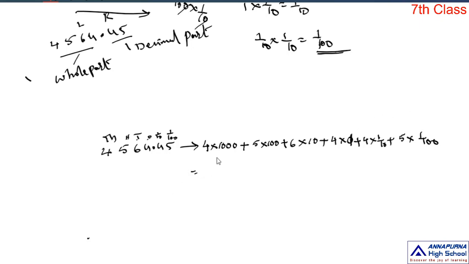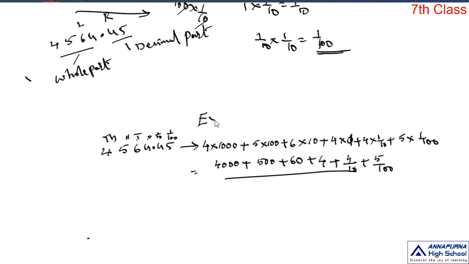What is the expanded form? That means 4 into 1000, 4000, plus 5 into 100, 500, plus 6 tens, 60, plus 4 ones are 4. As we know, in the multiplication of a whole number by a fractional number, you should multiply the whole number and the numerator of the fraction. 4 ones are 4 by 10 plus 5 into 1 by 100. Now this is what we call the expanded form of a decimal number.